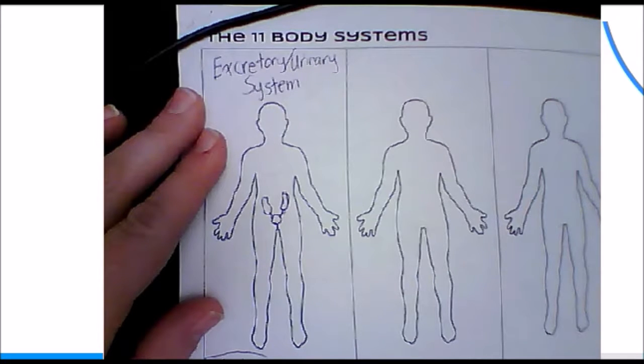And then here, I'm going to go ahead and color my bladder yellow because you know why I'm coloring it yellow. I don't need to explain that. All right, next up is the muscular system.